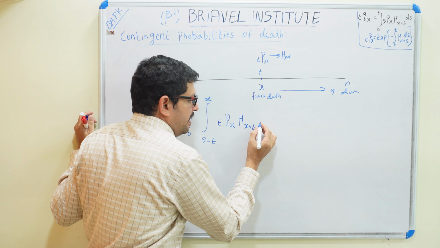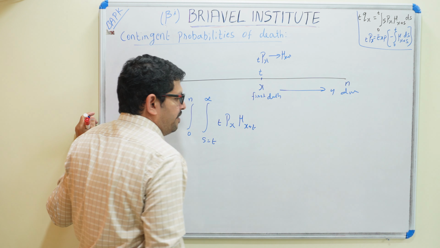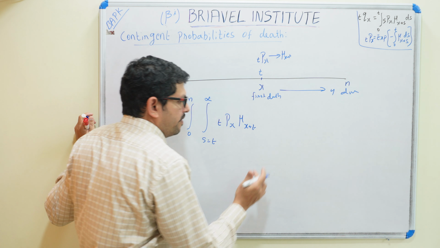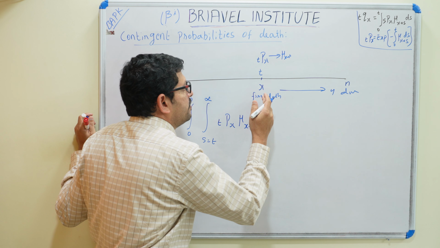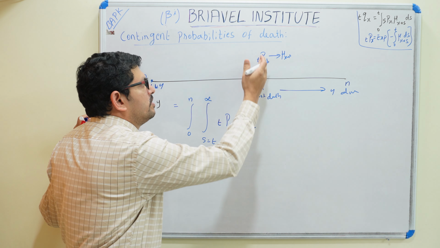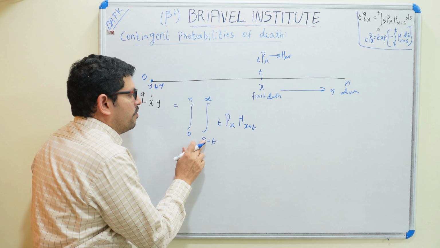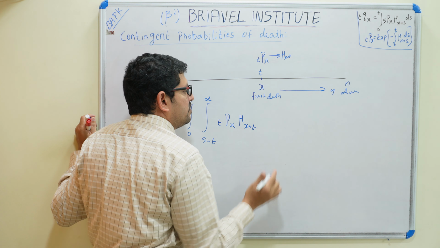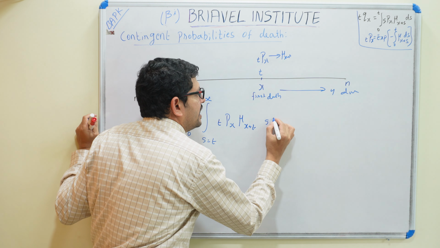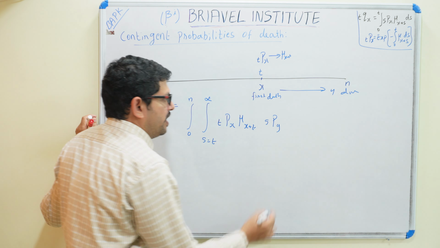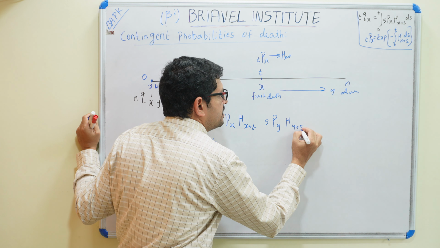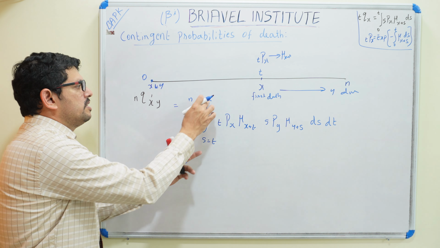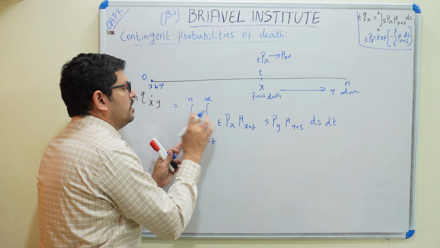And the other one we have to explain is the second life y. What will happen for y? Y has lived up to this time, y also lived up to this time. So s equal to t to infinity, after that it is going to die. So y is represented as s p y mu y plus s ds and dt. So both integrals, this one is for this integral, and this one is for that integral.